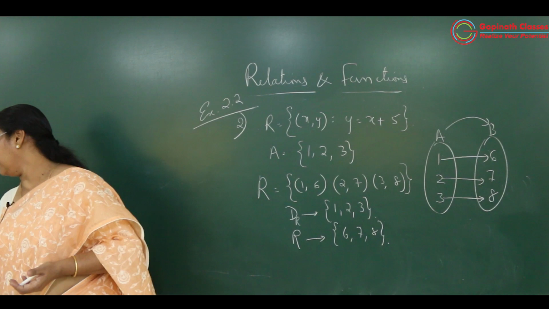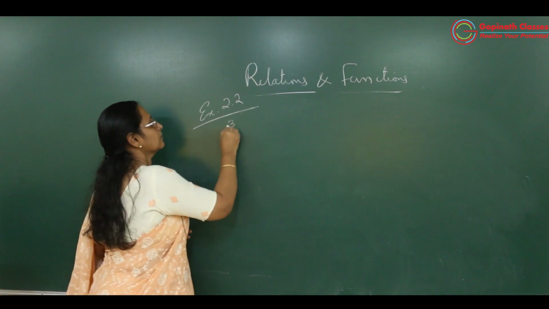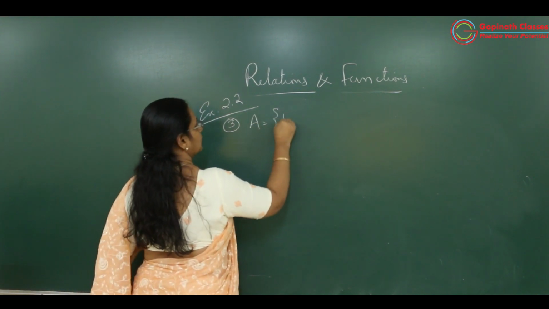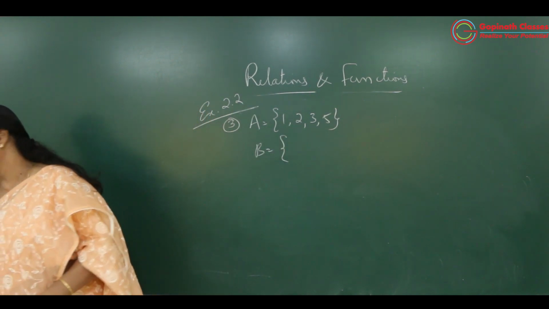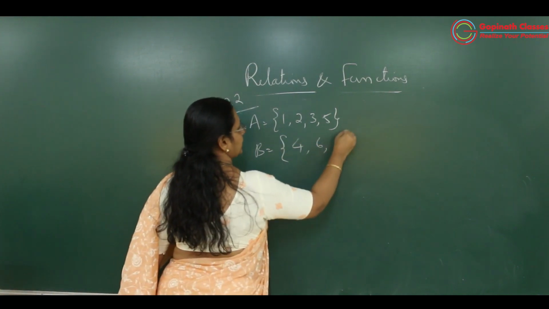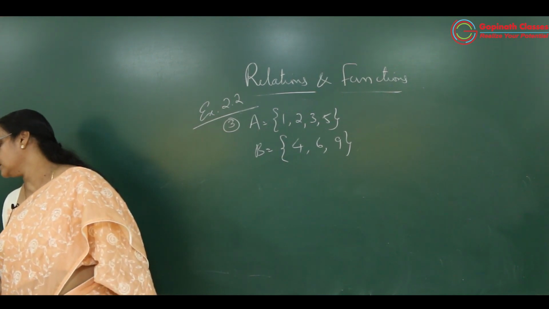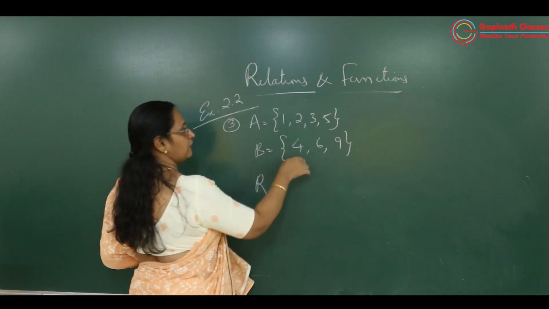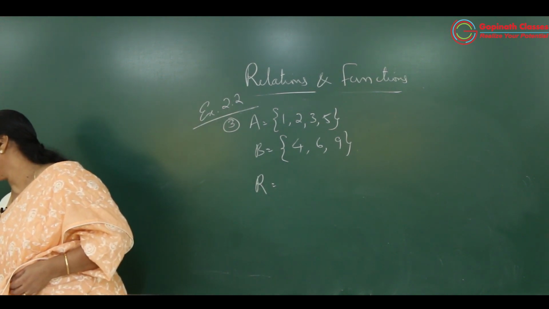What's the third question? A is given, B is given. Define a relation R from A to B such that the difference between x and y is odd. A is {1, 2, 3, 5} and B is {4, 6, 9}. And the difference between x and y is odd, where x belongs to A and y belongs to B. So how will it come? The difference between these two should be odd.